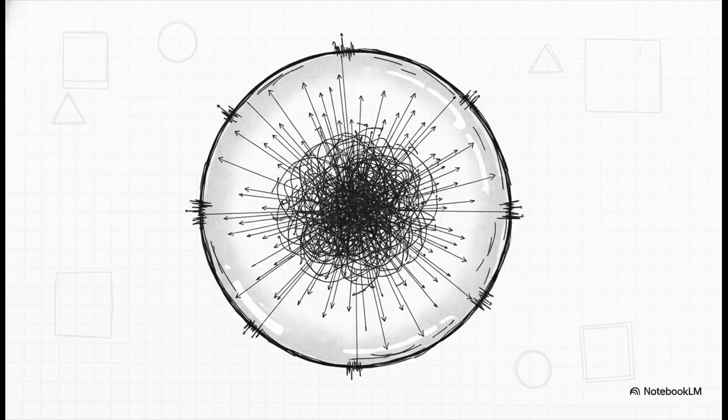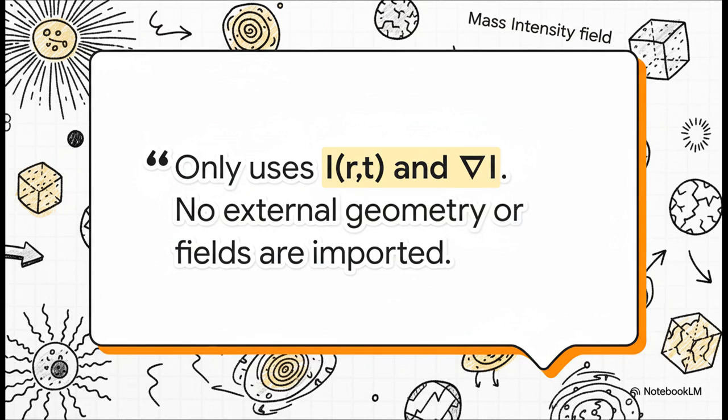Now, of all those rules, that first one, the FBK internal principle, is by far the most powerful. It's the most restrictive. It forces the whole theory to be completely self-sufficient, building its entire picture of force and energy using only what the system itself provides. And this quote from the source material just hits the nail on the head. It says it all. You can only use the mass intensity field, M, and its gradient. You are forbidden, absolutely forbidden, from importing outside geometry or fields from other theories. Everything, and I mean everything, has to be built from scratch, from the inside out.